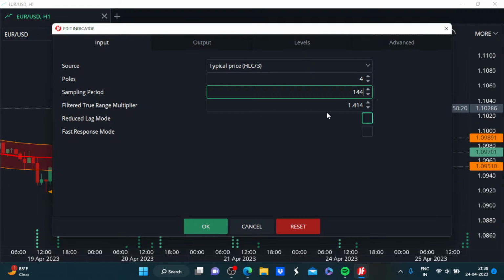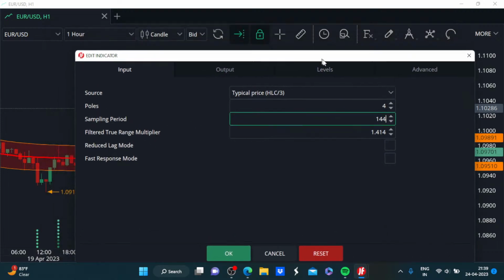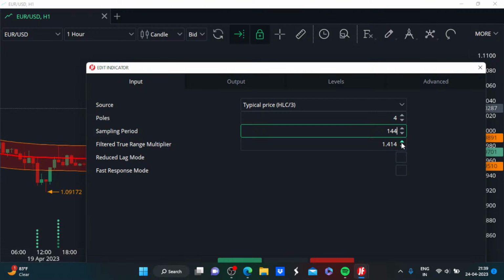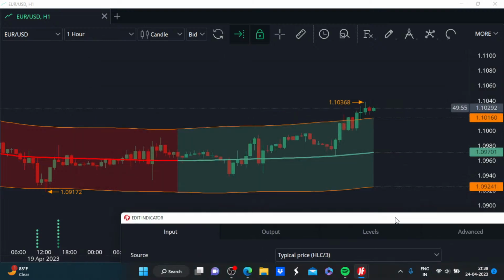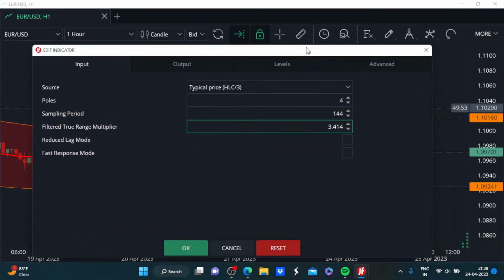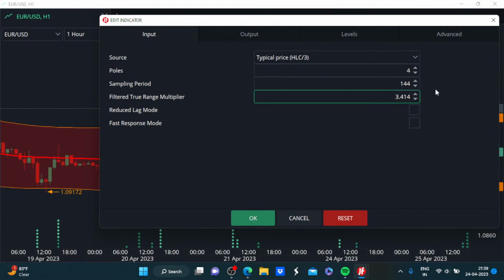The filtered true range multiplier can also be varied with this option up to 3 decimal points. You can reduce it, you can increase it. It is like a standard deviation measure with it defined at 1.41 as per the default setting. You can increase or decrease, and accordingly the span of these Gaussian channels is going to vary.